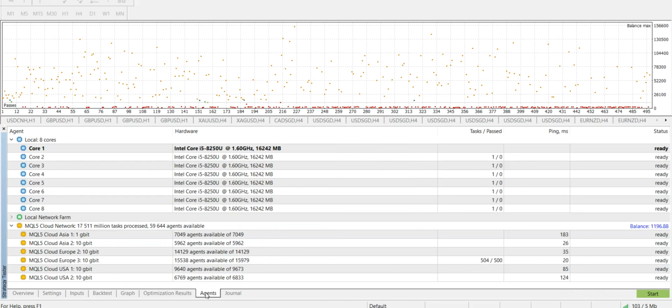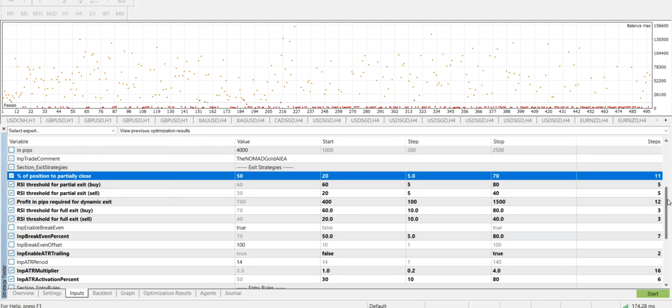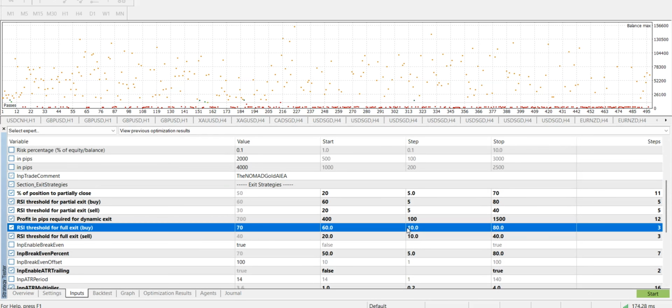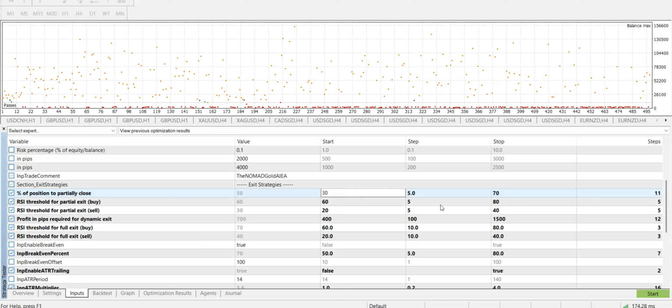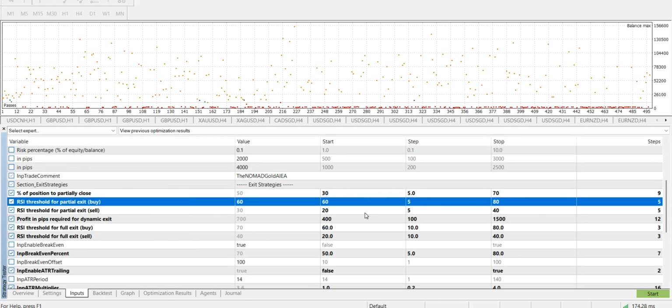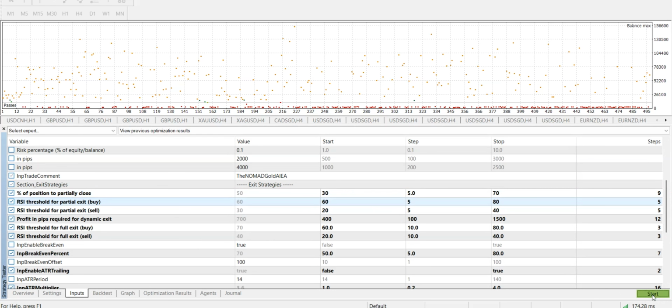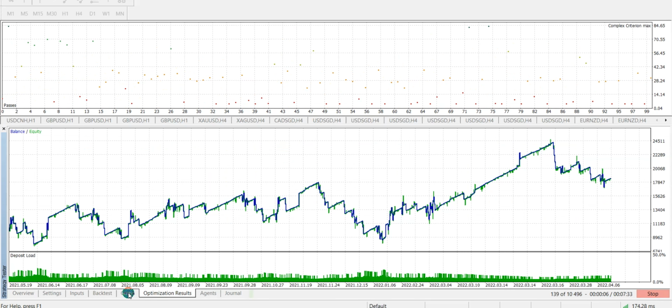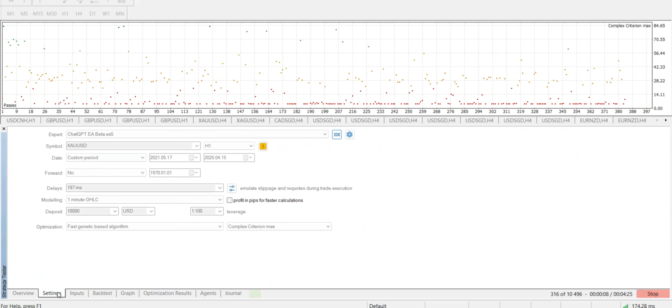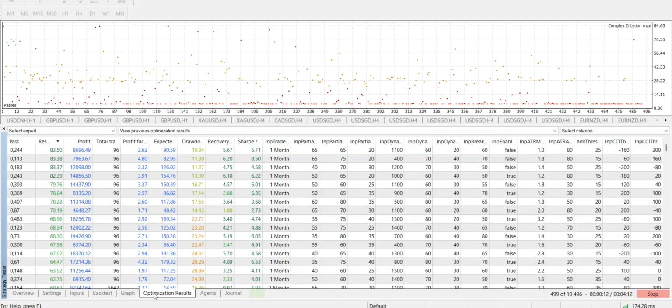But it can happen when you are using partial close. So I don't know, maybe it's just too low, and it is just an above-below function. But let's do an optimization with complex criterion max, and it is going to have a more normal sequence of parameters and trades.